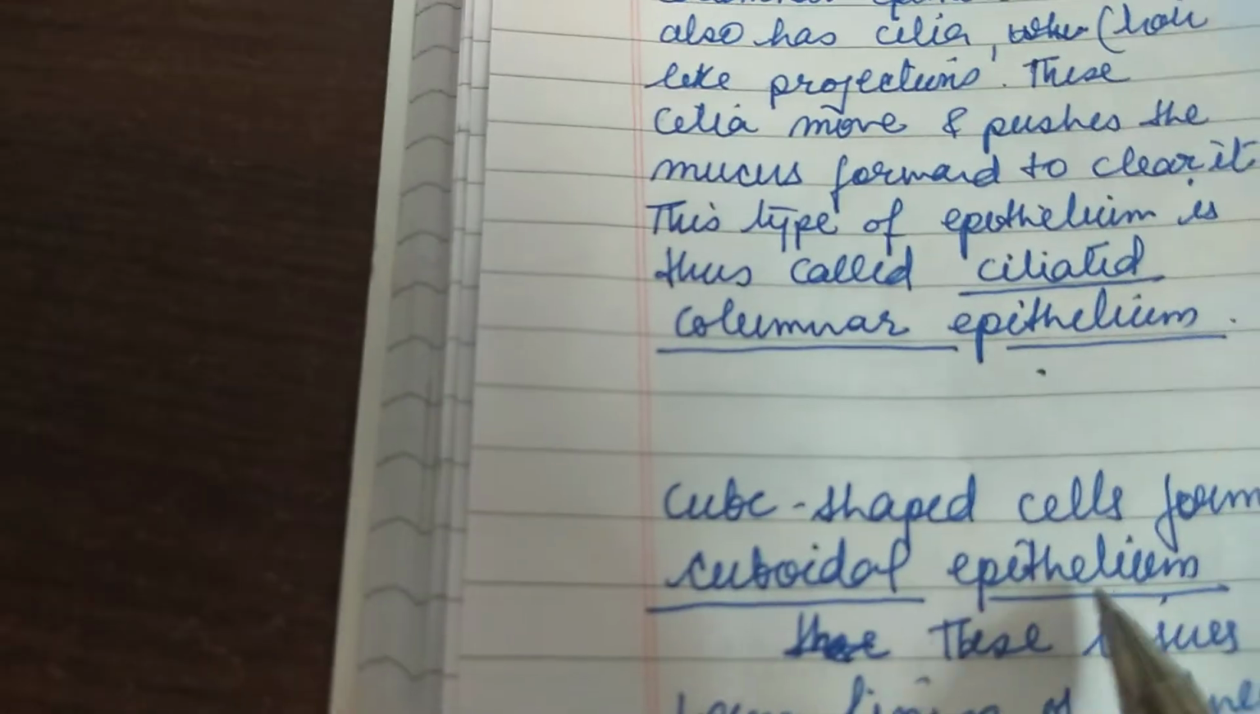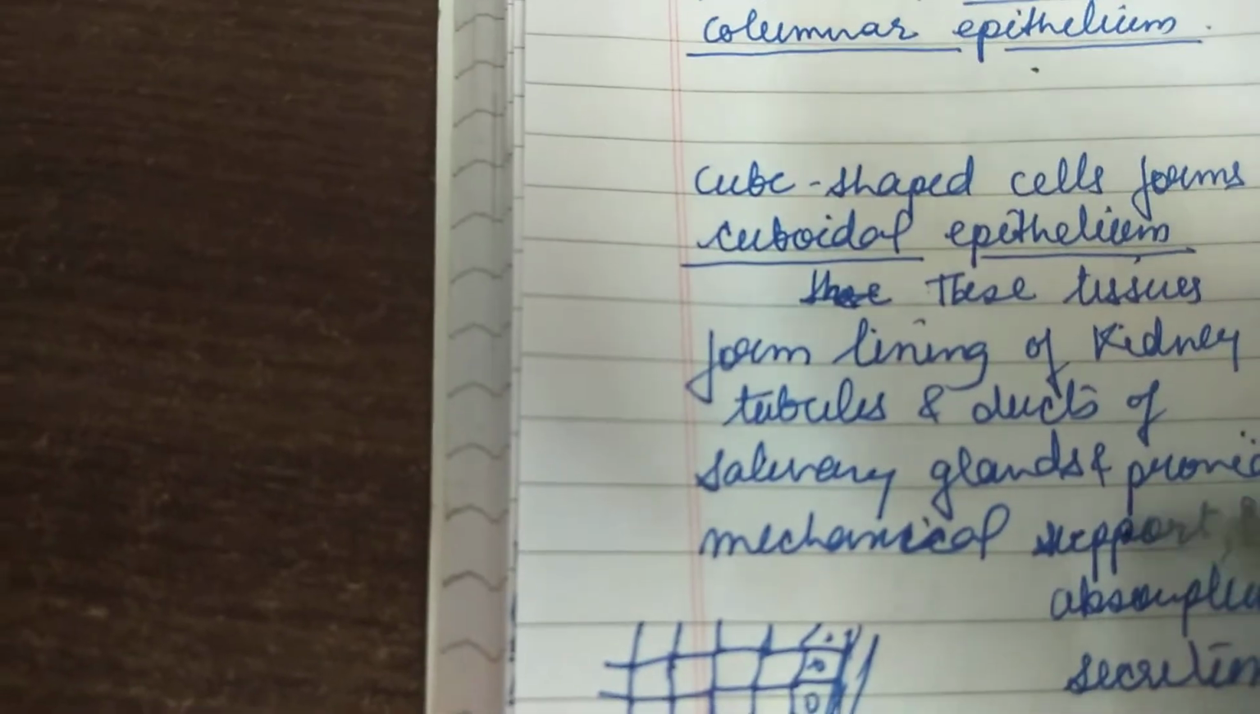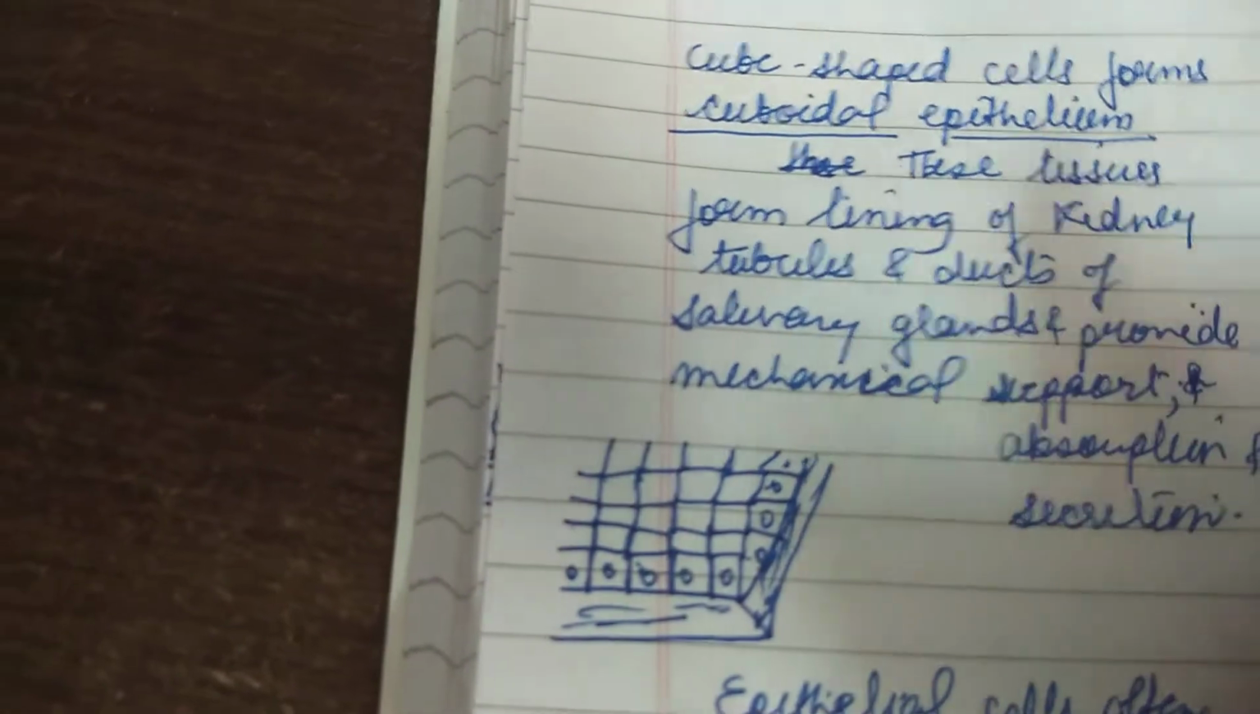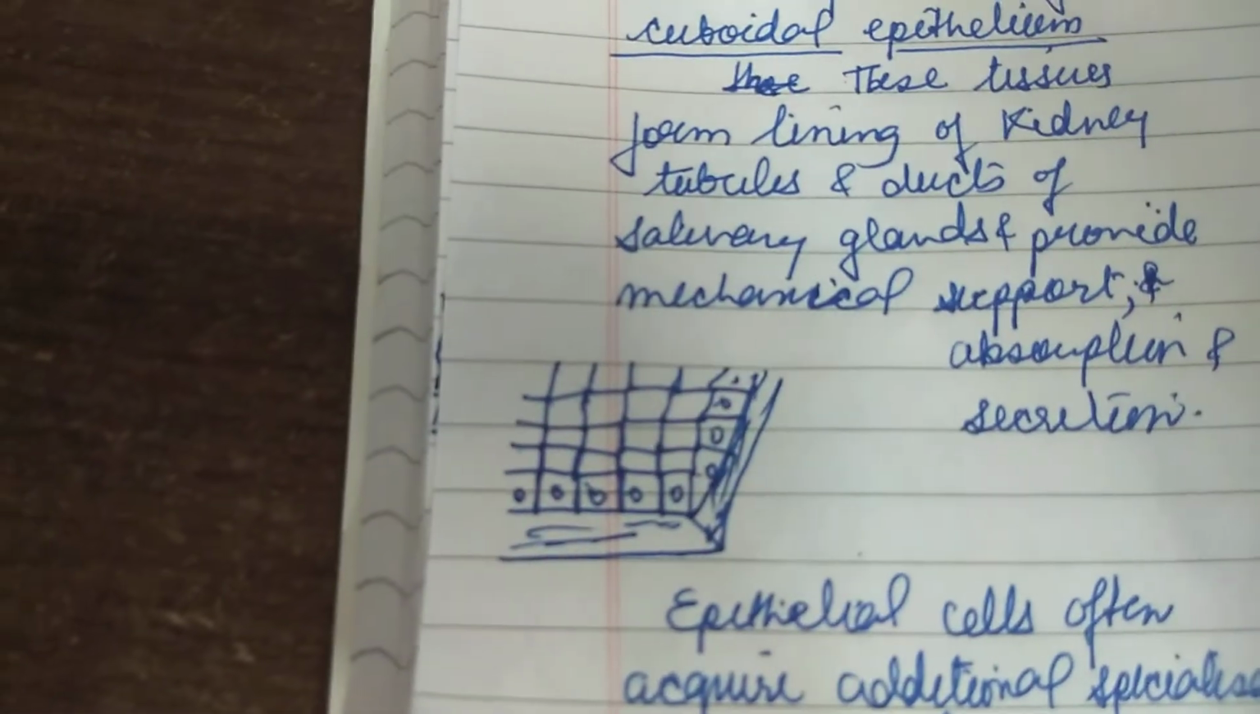Now next is cube shapes. These are called cuboidal epithelium cells. Why? The cells are cube-shaped. Their role is also absorption and secretion. But basically they are present in the kidney tubules and in salivary glands. They give mechanical support also, and they don't have cilia. Right? So cube shape. Clear? And their role is also absorption and secretion and giving mechanical support.